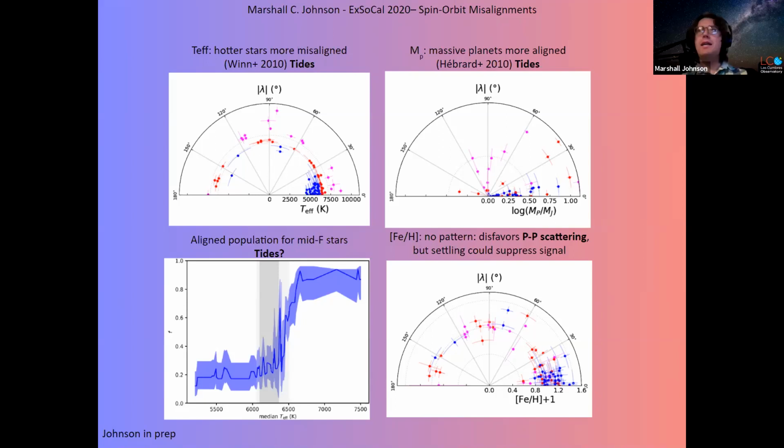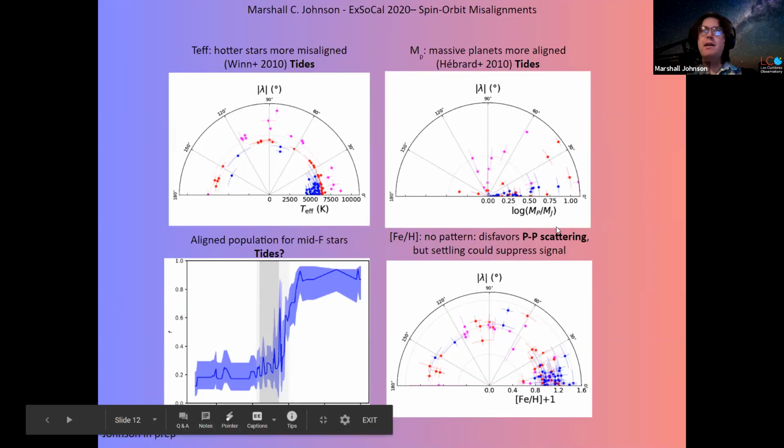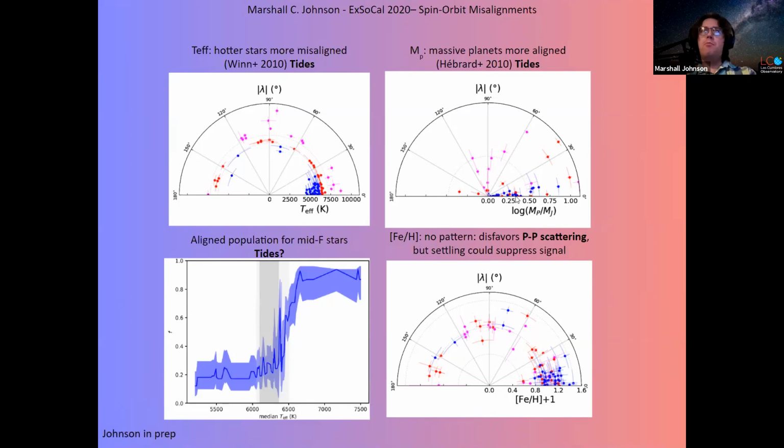Yes, I looked at other system parameters as well. One that I show here that I didn't have time to talk about, but has also been known for a while, is that more massive planets tend to be well aligned, whereas there's a greater dispersion for less massive planets. This is again attributed to tides, as tides act more quickly for more massive planets. Then I've also looked at other parameters like the orbital distance and the eccentricity of the orbits, and don't see any correlations there either.